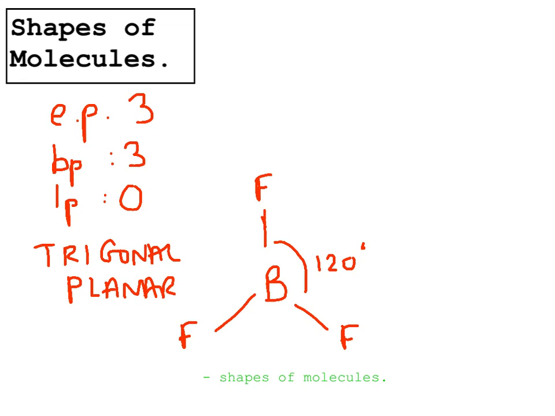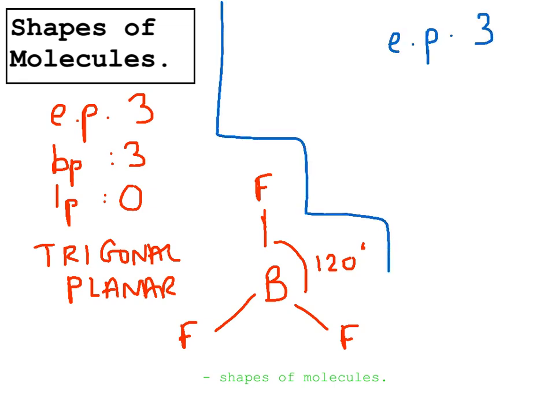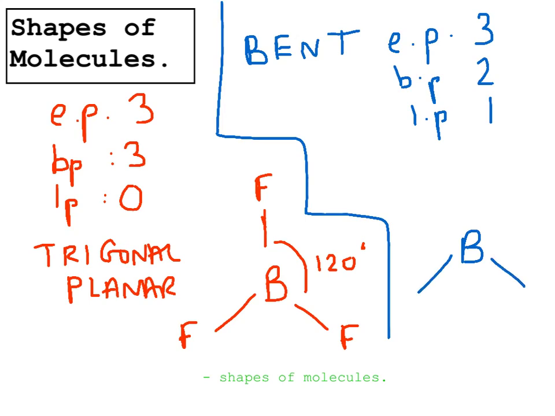The other configuration of numbers you may have is, again, 3 electron pairs, but this time only 2 bonding pairs and 1 lone pair. And if you had this configuration of numbers, you would say that this molecule had a bent shape. An example of this would be BF2-. So you'd have F and F down there, and you'd have a lone pair as well, and it would all be negatively charged.